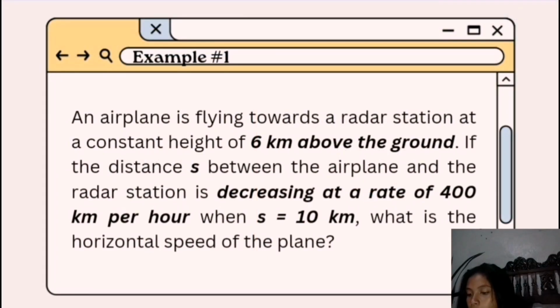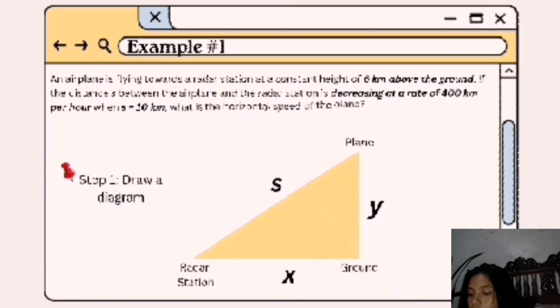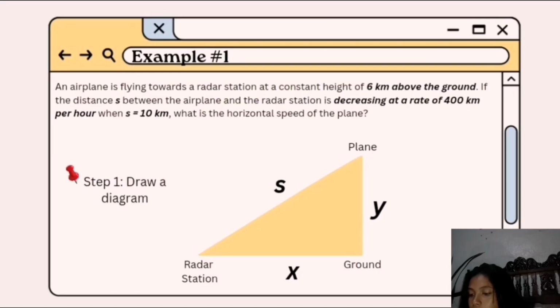For example number 1, an airplane is flying towards a radar station at a constant height of 6 kilometers above the ground. If the distance between the airplane and radar station is decreasing at a rate of 400 km per hour when s is equals to 10 km, what is the horizontal speed of the plane? To solve this, we have 5 steps to solve this problem. So the step 1 is draw a diagram.